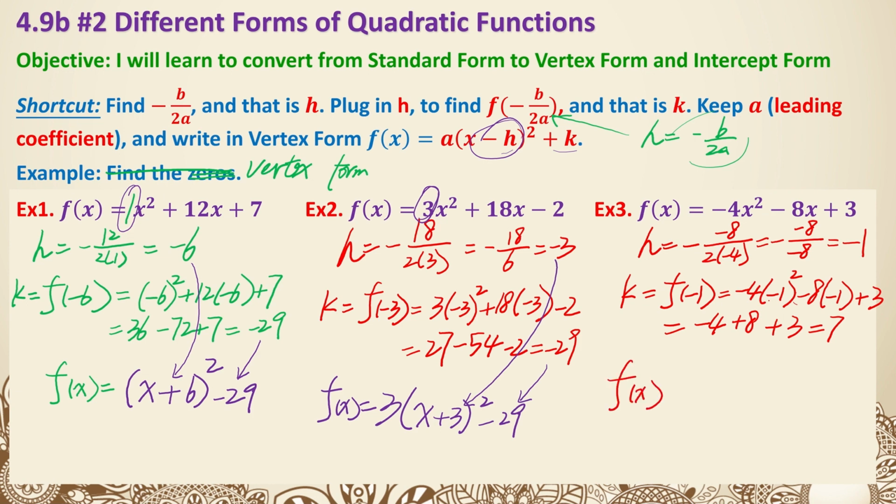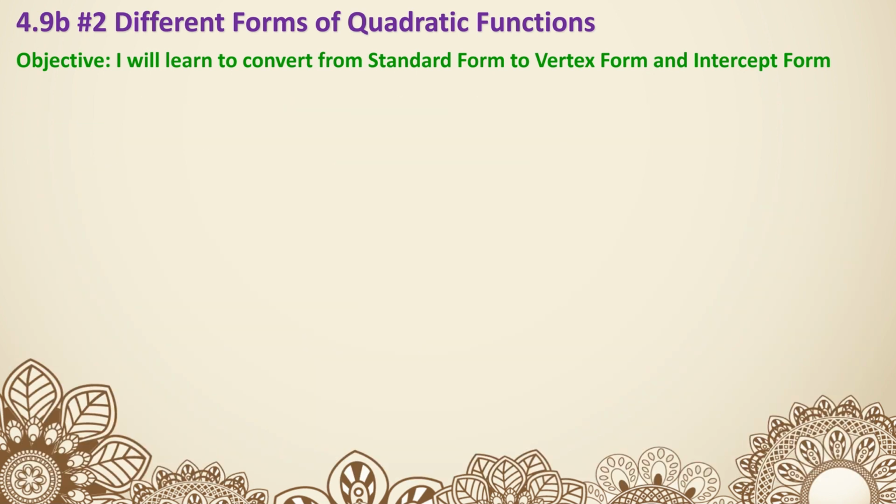f of x equals, don't forget the leading coefficient, which is a negative 4. And then h is always the opposite, so it's going to be plus 1 squared. k is just exactly what it is, so plus 7 on the end. That is example 3. And that's how we convert from standard form to vertex form. We have the shortcut. We just identify the negative b over 2a and then plug it in to find what we need for k. One thing to always be careful of is that h is going to be the opposite of what we got. Okay, moving on.